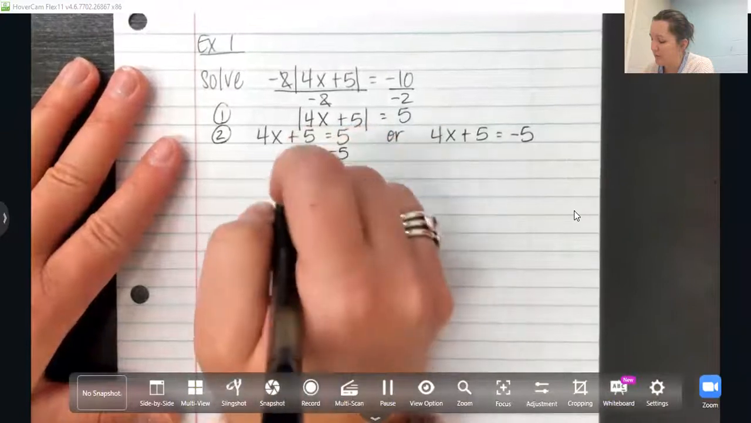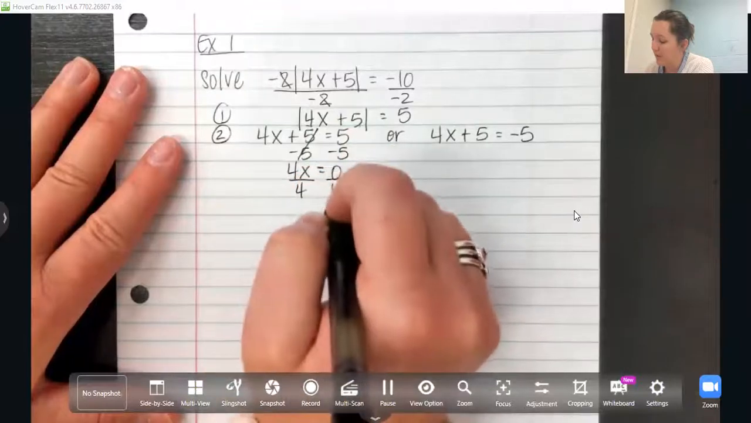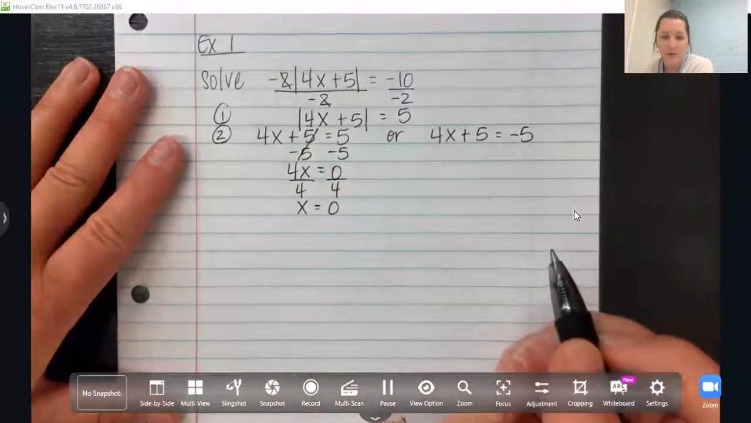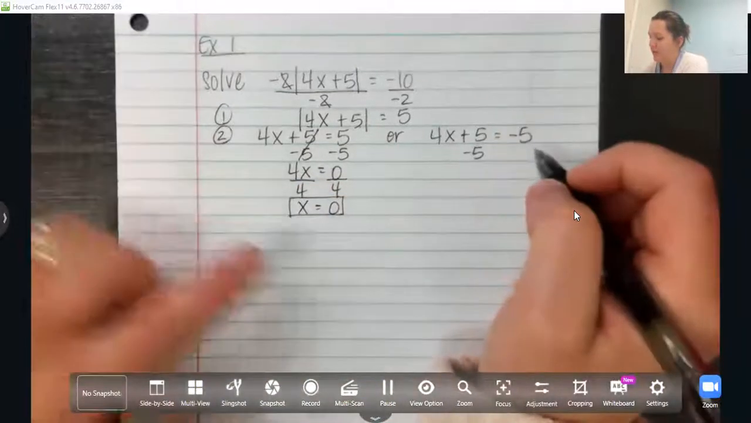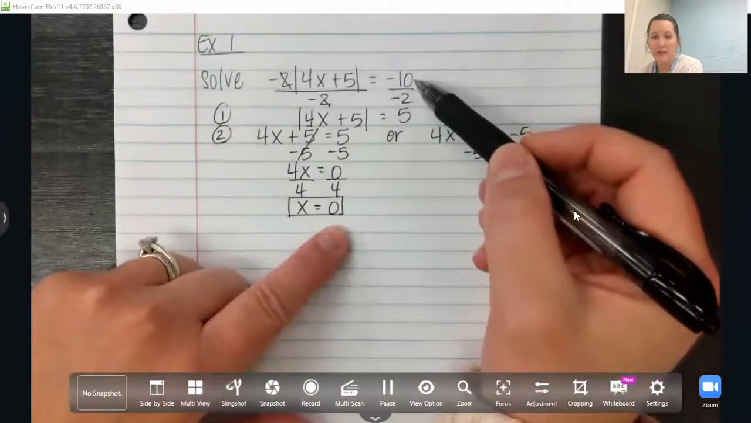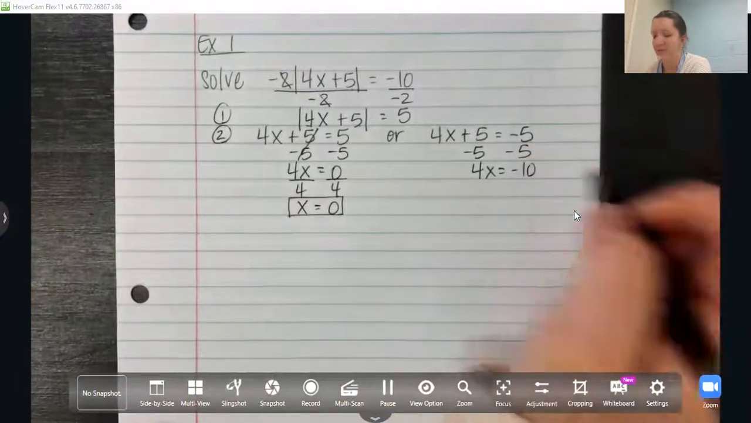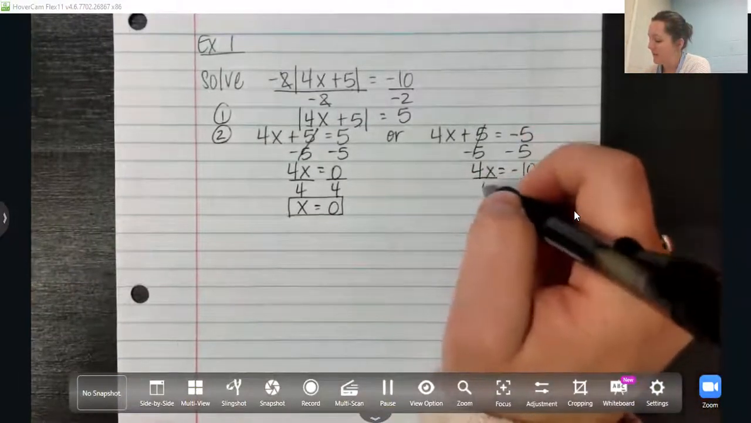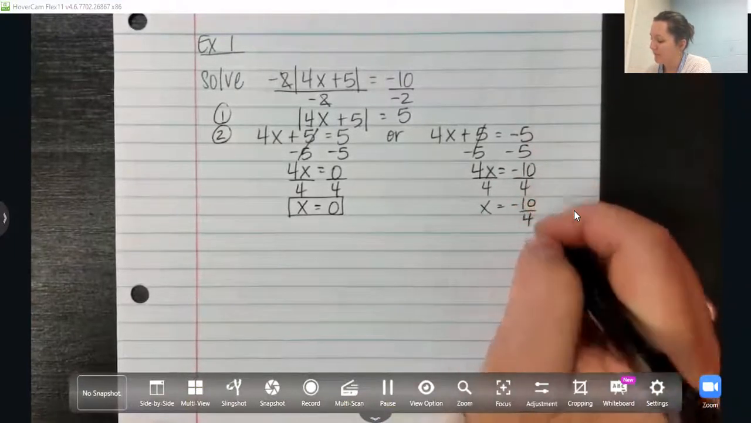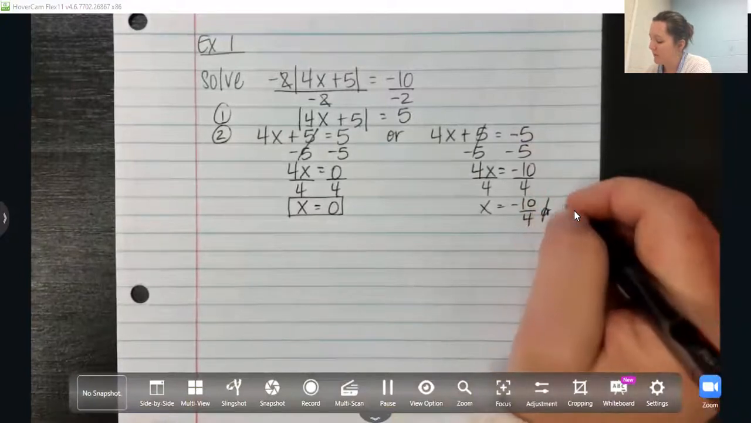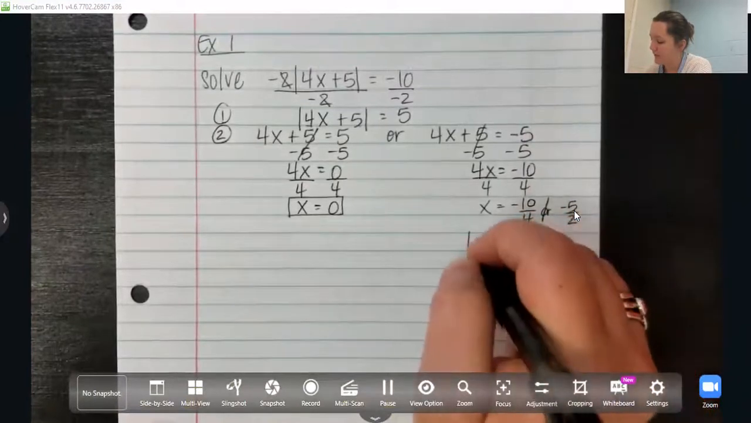So on this one, I'm going to subtract 5. So I have 4x equals 0, divide by 4, and x equals 0, right? So that's one of our solutions that we found. When x equals 0, y equals -10, right? That is what we're saying. Now I have 4x equals -10, divide by 4, and x equals -10 over 4, or reduced is negative 5 halves. So x equals negative 5 halves.